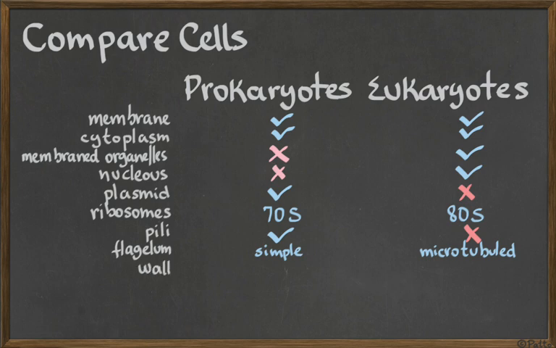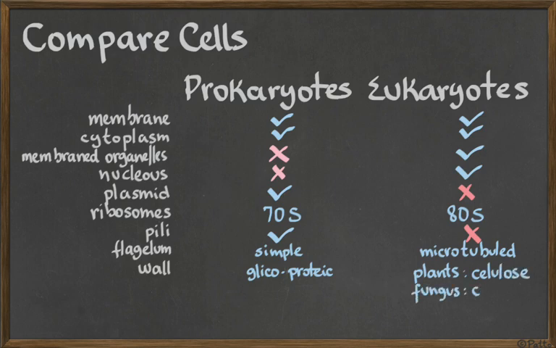Okay? Cell wall. So, prokaryotes have a glycoprotein cell wall, very good, but eukaryotes might have a cell wall. Plants have a cellulose cell wall, fungi have a chitin cell wall, and animals don't have a cell wall. So that's important, mention that, okay?